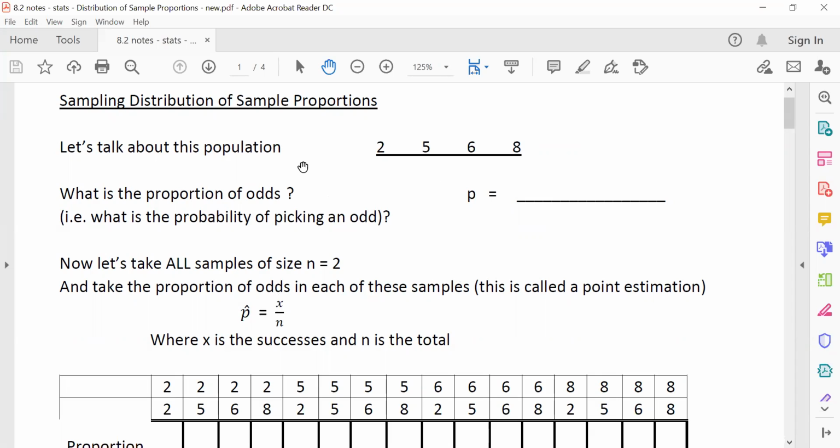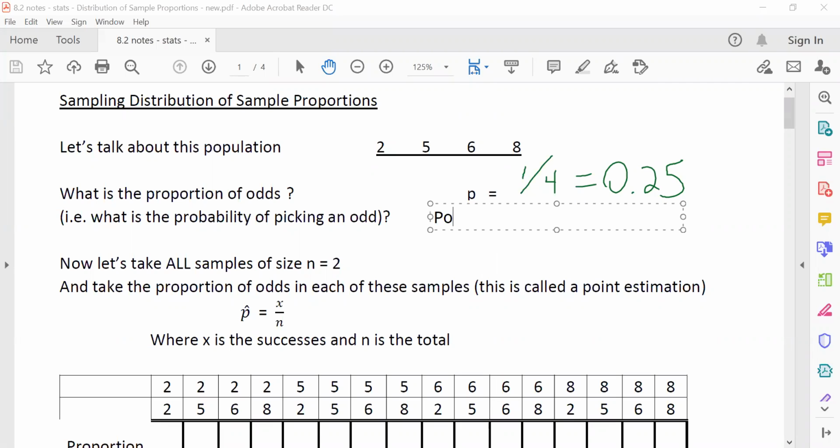So let's look at this. Let's talk about this population of numbers. We have the numbers 2, 5, 6, and 8. Within that population, what is the proportion of odd numbers? Well, there's only one odd number out of the 4. So the population proportion is going to be 1 divided by 4, which reduces to 0.25 as a decimal.